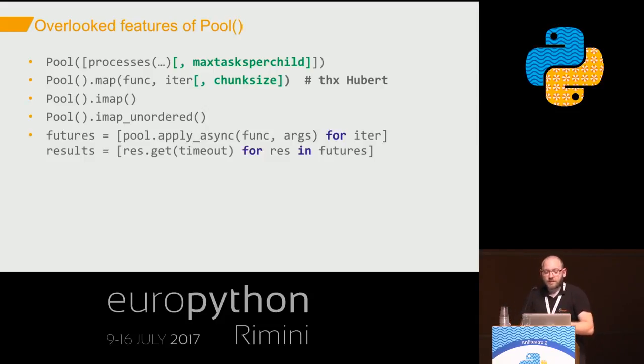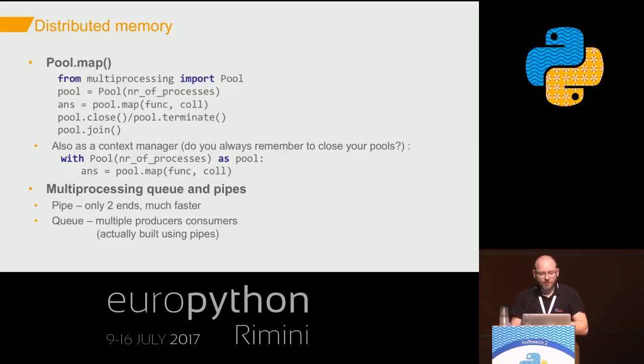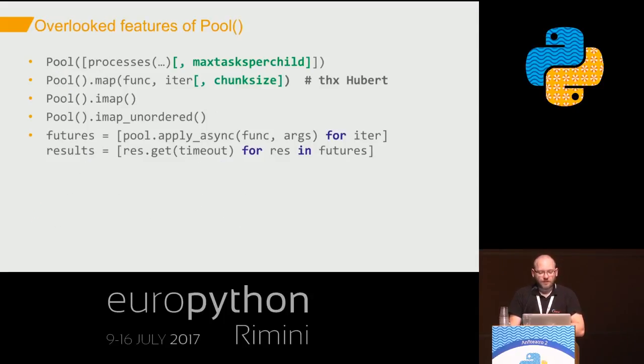So Pool has some overlooked features, because people usually use it like this: they create a pool with a number of processes, and then they just map some function to some input. What you can define is, for example, a max tasks per child argument, for when sometimes your processes grow and consume more and more memory, and you want to restart them once in a while. So here you can define how many tasks should be executed per child until there's a new child.